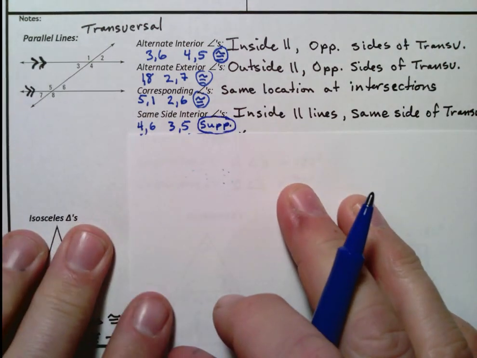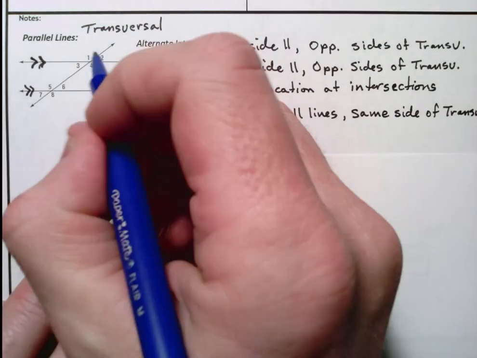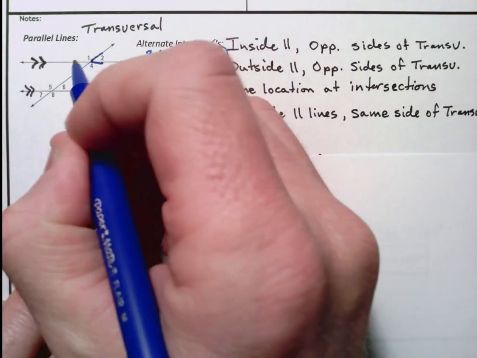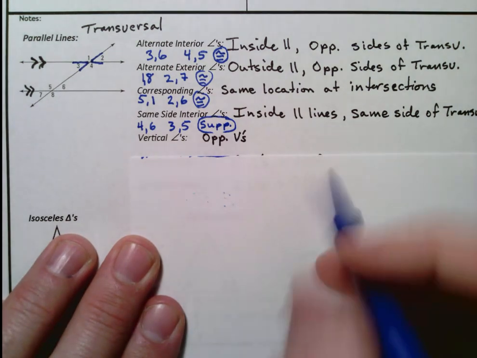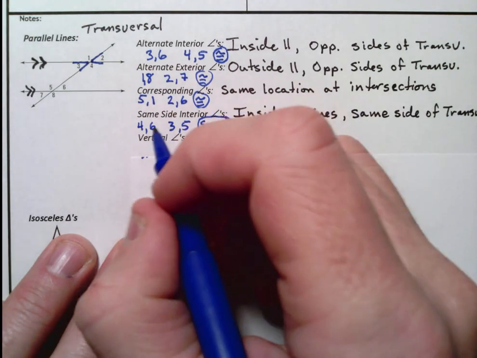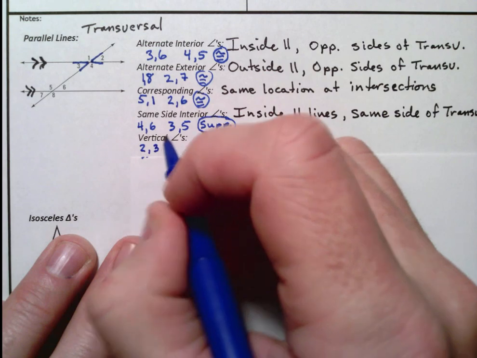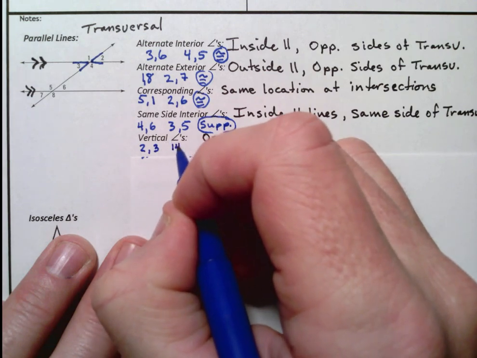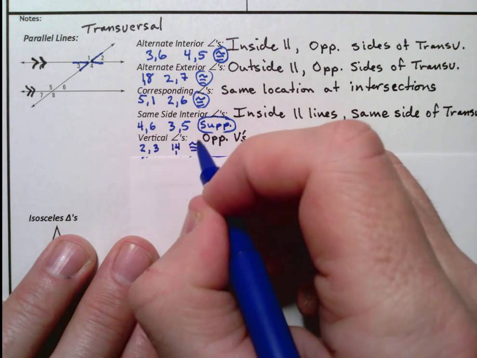Next, vertical angles. You want to be looking for opposite V's. Do you see how there's a V going on right here, and there's also a V going on right here? When you have opposite V's, those are what we call vertical angles, and they're going to be congruent. So examples would be 2 and 3 are vertical angles, and so are angles 1 and 4. Vertical angles are always congruent.